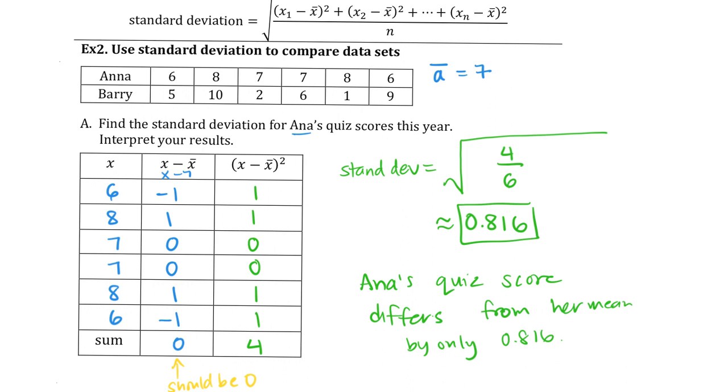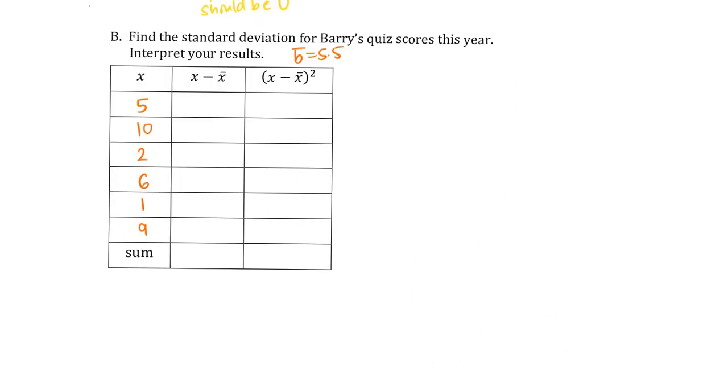Okay, let me write Barry's values in the table. Actually, no, let me go see his mean real quick. Okay, Barry's mean was 5.5, and we did that in the first example, so I'm just copying it. Okay, so I copied his data values here. The mean was 5.5, so I'm going to do the x value and subtract 5.5. So 5 minus 5.5 is negative 0.5. 10 minus 5.5, 4.5.